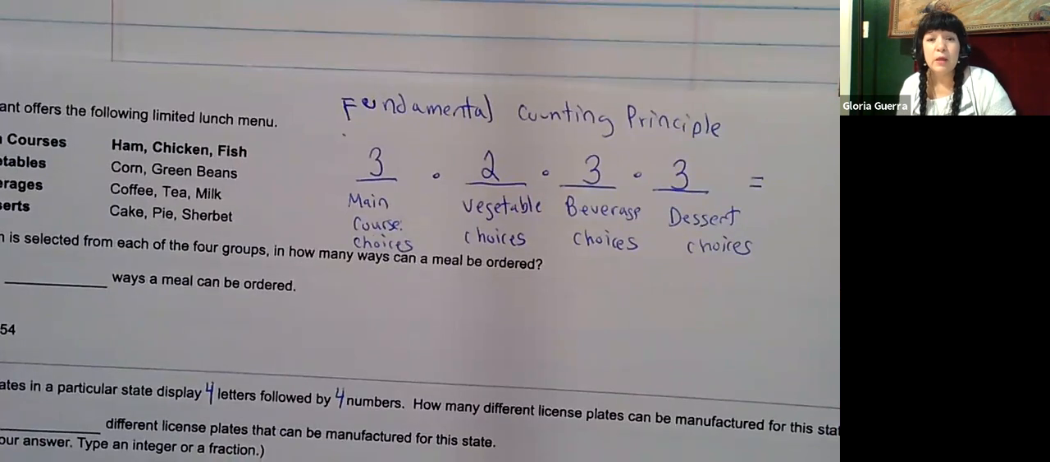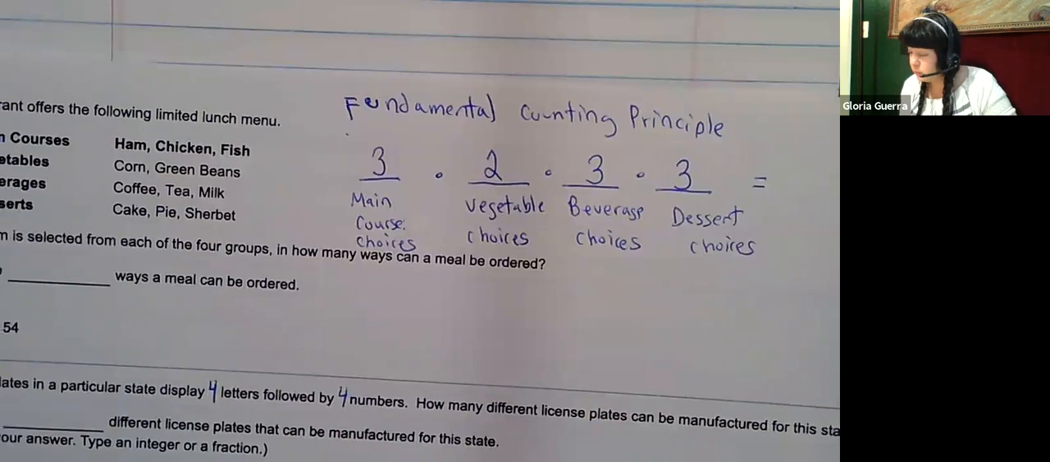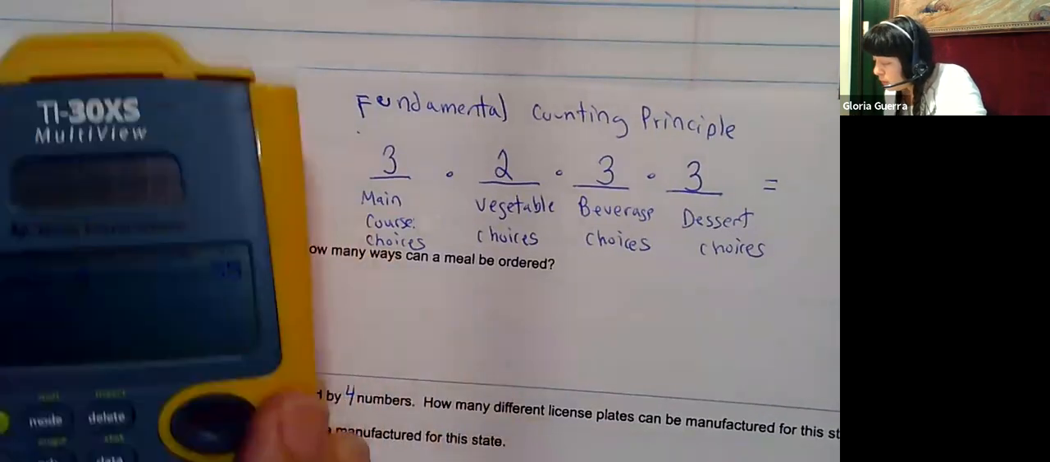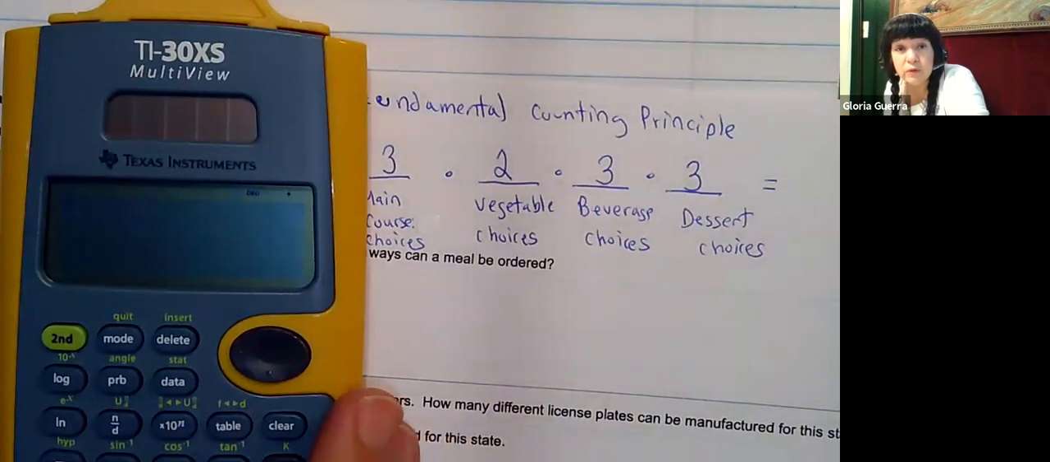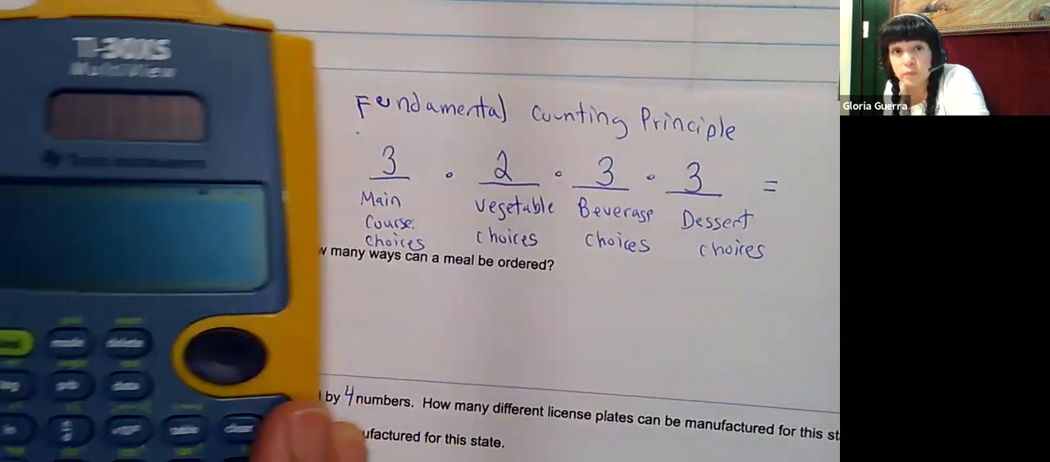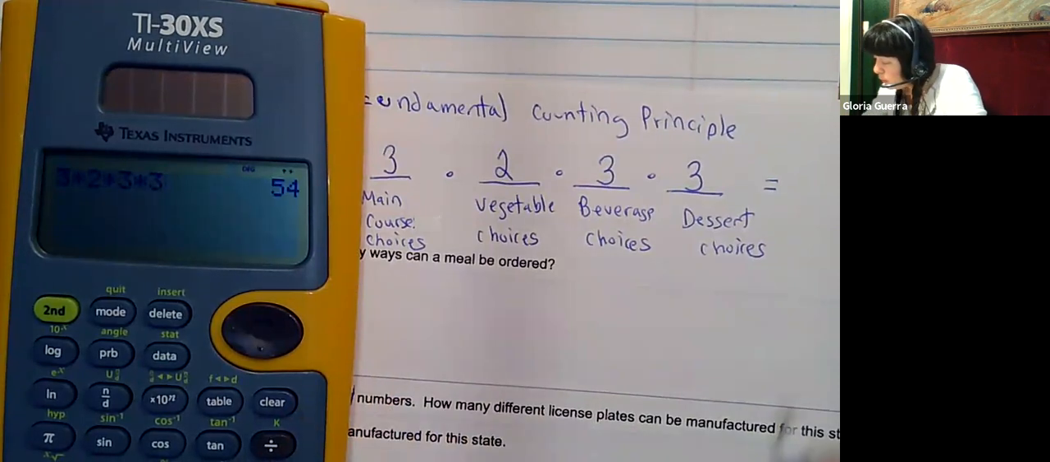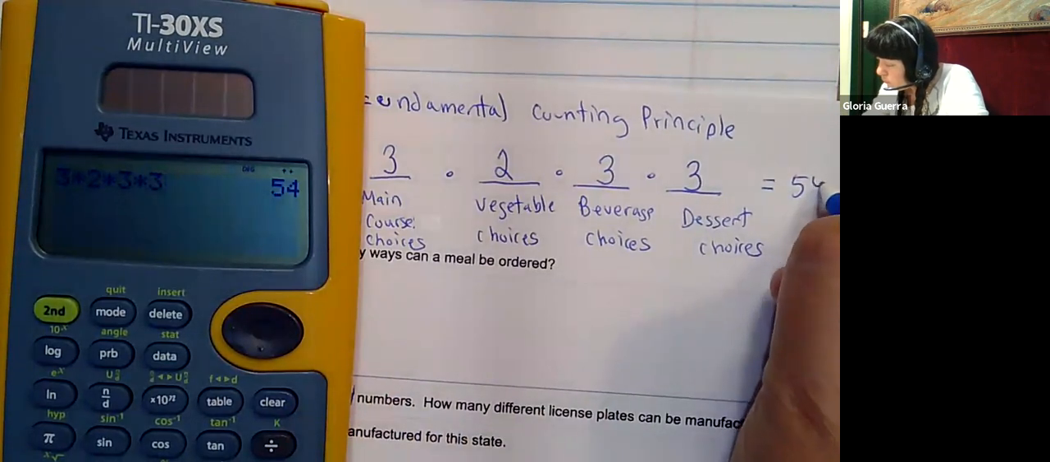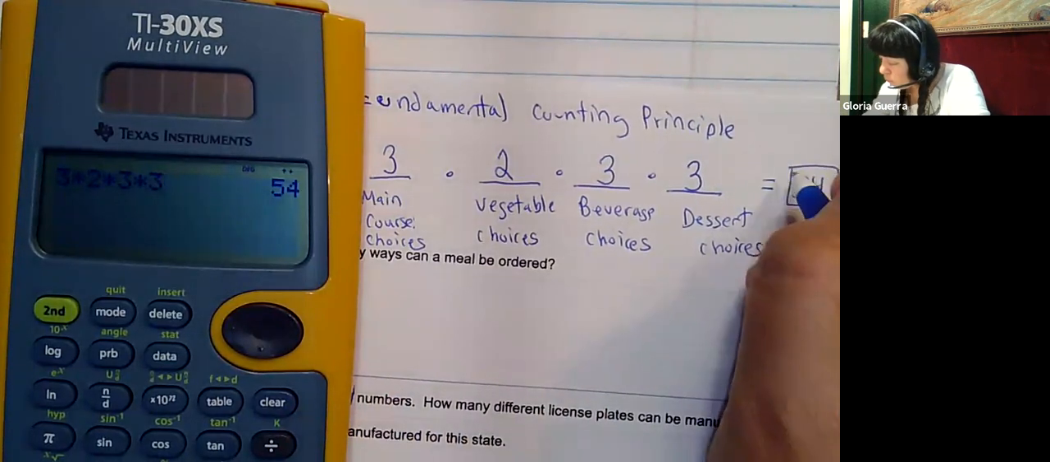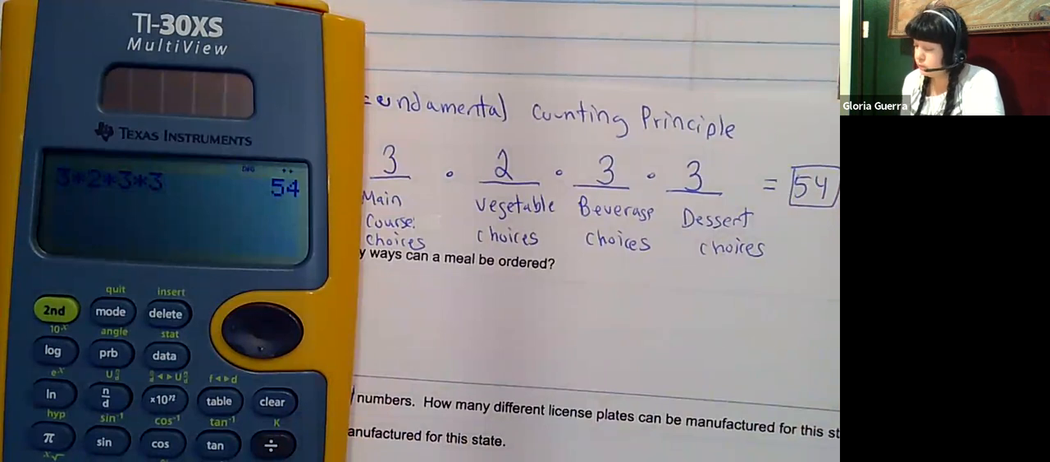All right. And then you would just multiply those items then. You would multiply those items. So I have here 3 times 2 times 3 times 3, and there's your 54. Okay.